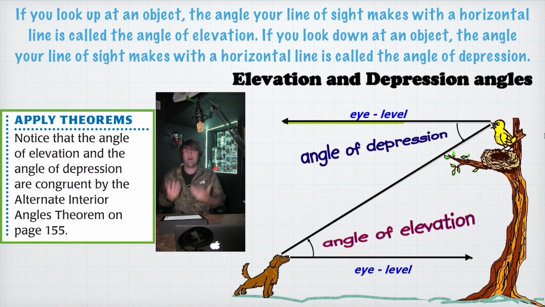If you look up at an object, the angle your line of sight makes with the horizon is called the angle of elevation. If you look down at an object, the angle your line of sight makes with the horizontal line is called the angle of depression.